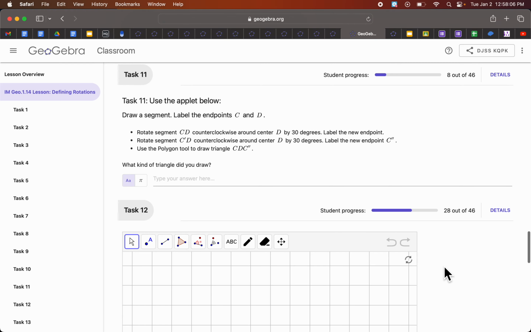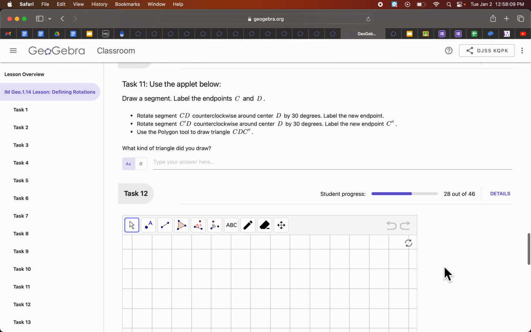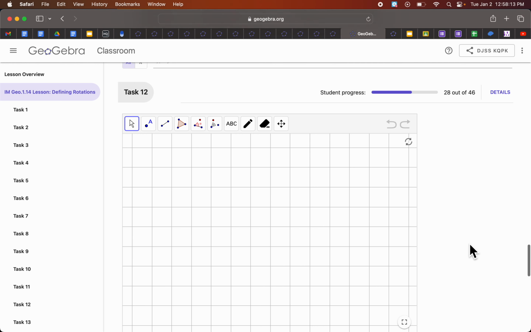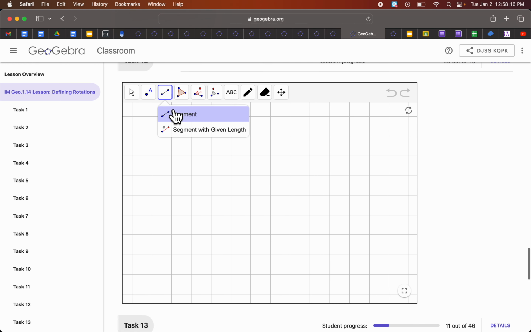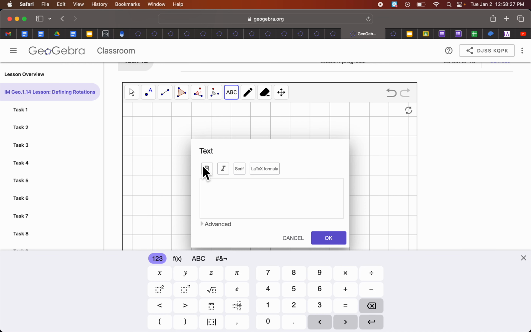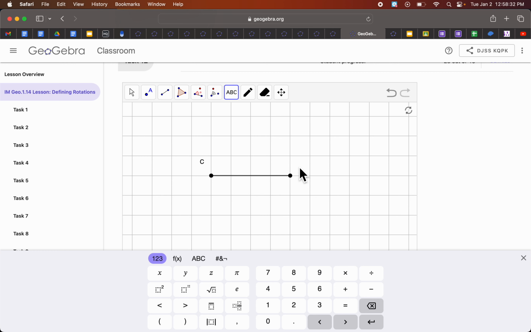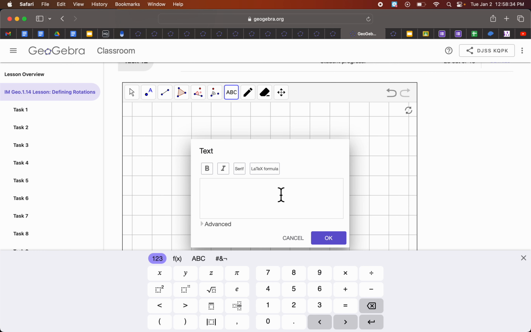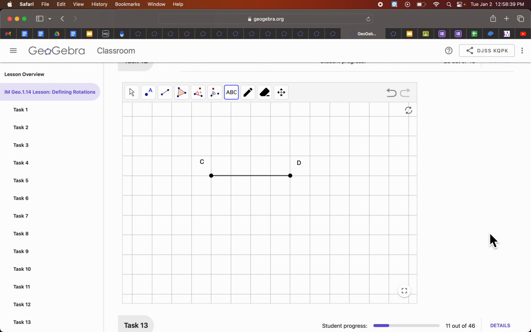All right, now use the applet below. It says to rotate segment. Okay, so draw a segment, label endpoints C and D. All right. Much like we did last time. Here we go. Here's a segment. There, and we'll make this one 4. Why not? Mix things up a little bit. Okay, so this is point C. And this is going to be point D. There we go. All right, cool.